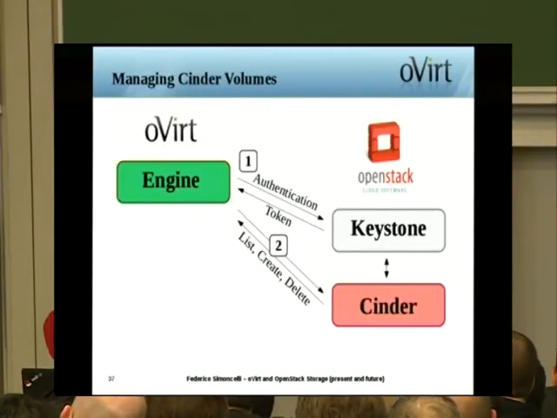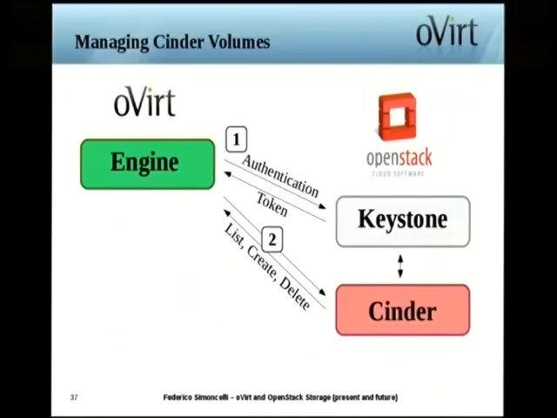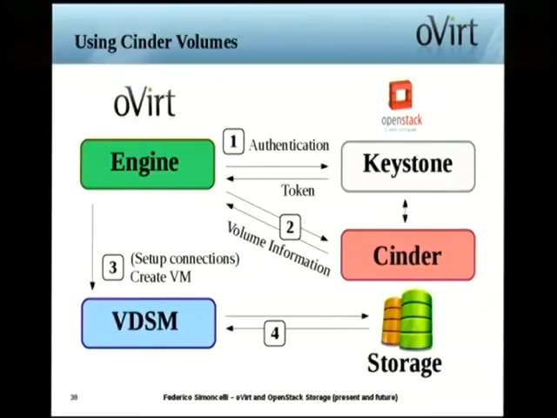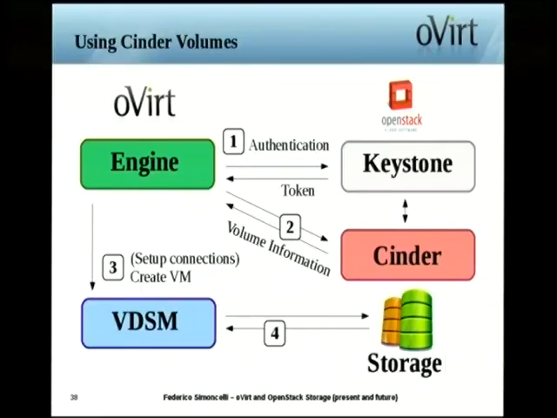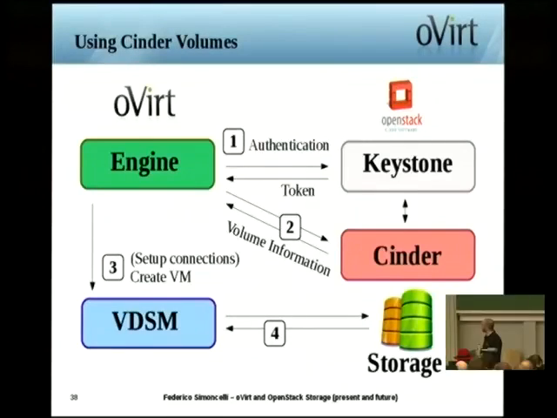One part of the integration would be, again, going to Keystone for the authentication and doing some simple operations like listing, creating, and deleting volumes in Cinder. And later on, when we actually want to use them, after we created or identified the volumes that we want to use with some oVirt VM, we will either set up the connection or create a VM that will embed some way of connecting to the storage that is provided by Cinder.